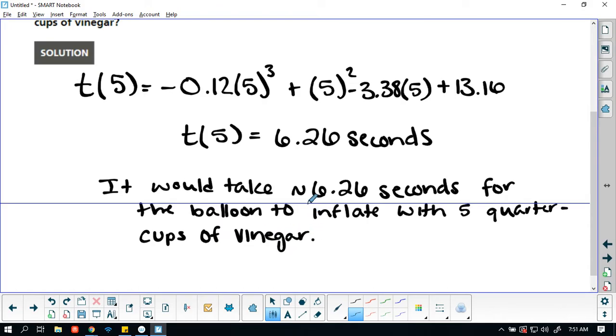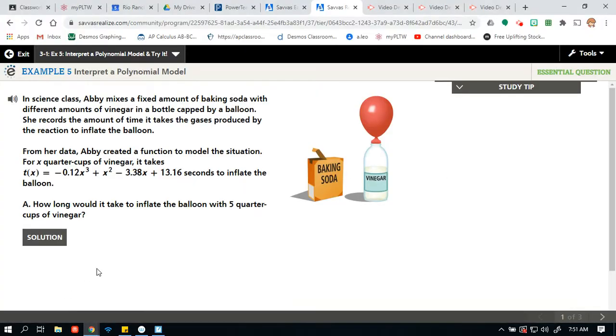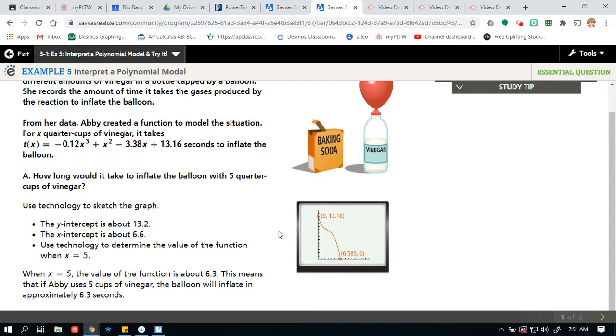All right, so let's go back to the book and see what the book has to say. The book did it a little bit differently. They graphed it, and they found when x is equal to 5, the value was approximately 6.3. This means that if Abby uses 5 cups of vinegar, the balloon will inflate in approximately 6.3 seconds.